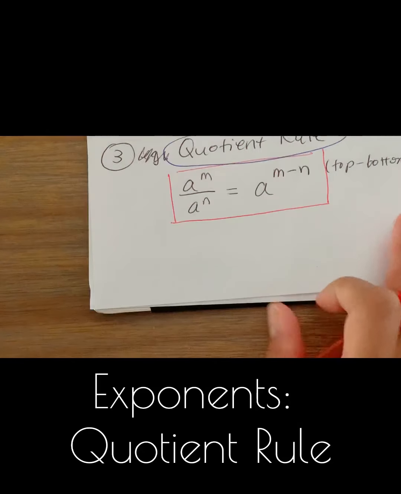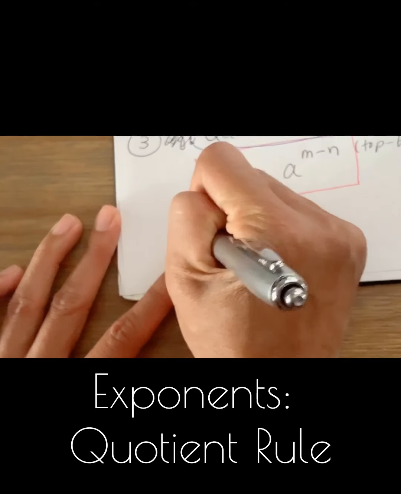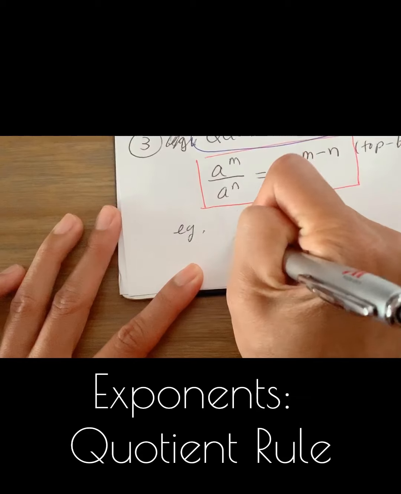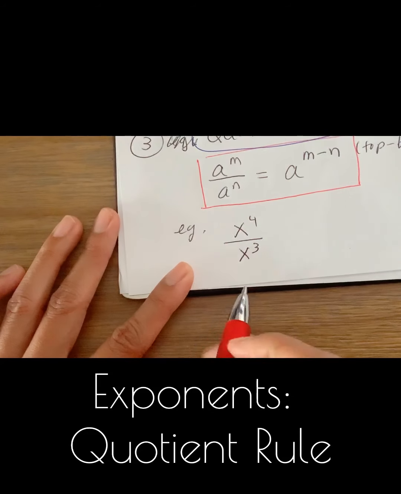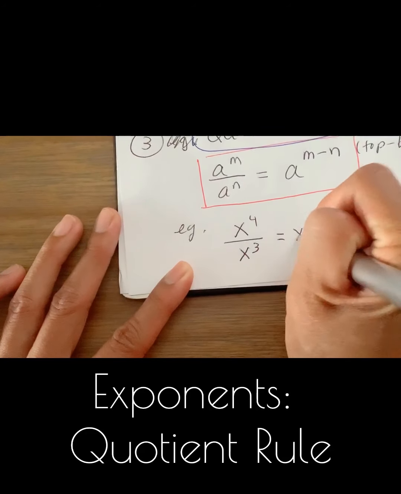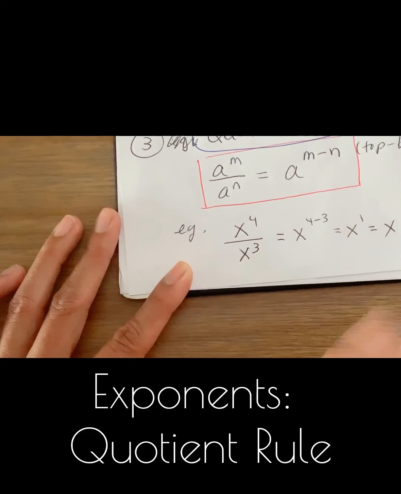Let's go ahead and take a look at a few examples. Let's start with a simpler example. What if I gave you something simple like x to the fourth divided by x to the third? Here, you subtract the exponents, the top minus the bottom, so you get x to the first power, or just x.